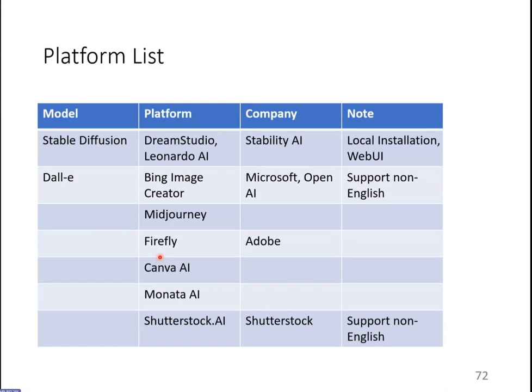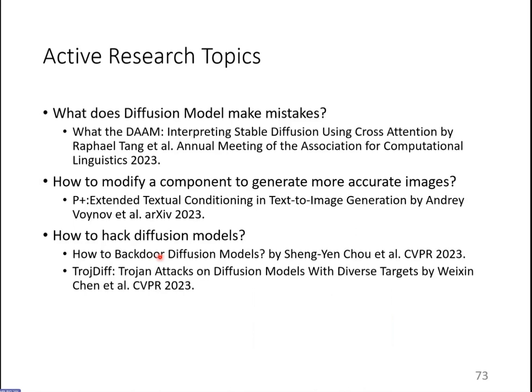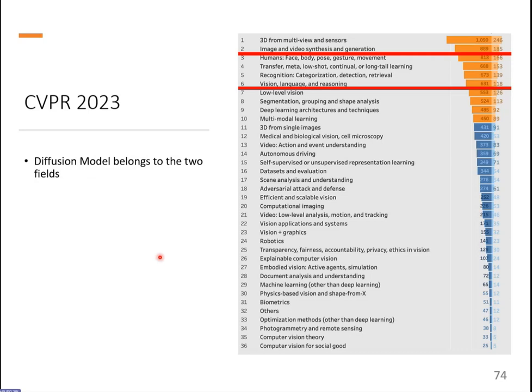In this course, I will explain how it works, and then you can have first-hand experience. Then it will help you understand what I'm talking about. Diffusion models or text-to-image is still a very hard topic for computer vision. It belongs to two fields: image and video synthesis and generation, and visual language and reasoning.